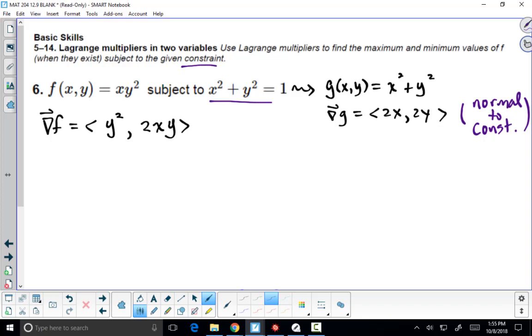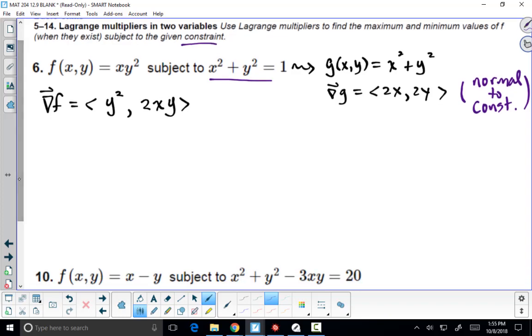All right, so now we have a vector normal to the curve. We have a vector normal to the level curves. Now we want them to be parallel, which means one is a multiple of the other. So the formula that we usually use is del f equals lambda del g. So lambda is the Lagrange multiplier. Lambda is Greek letter L for Lagrange. So this tells us that that vector del f is parallel to del g.